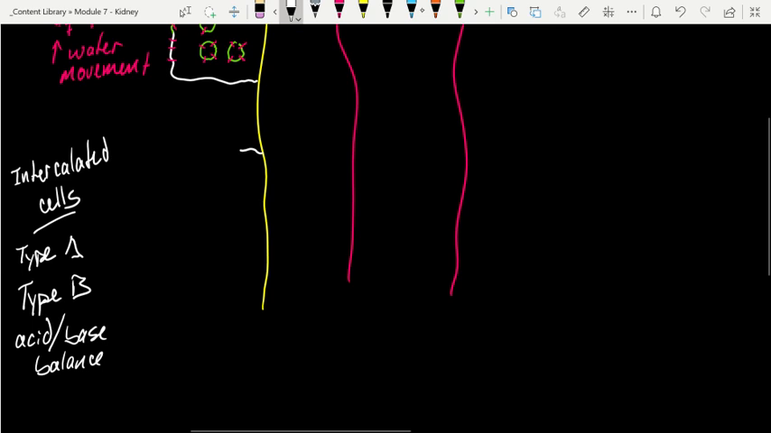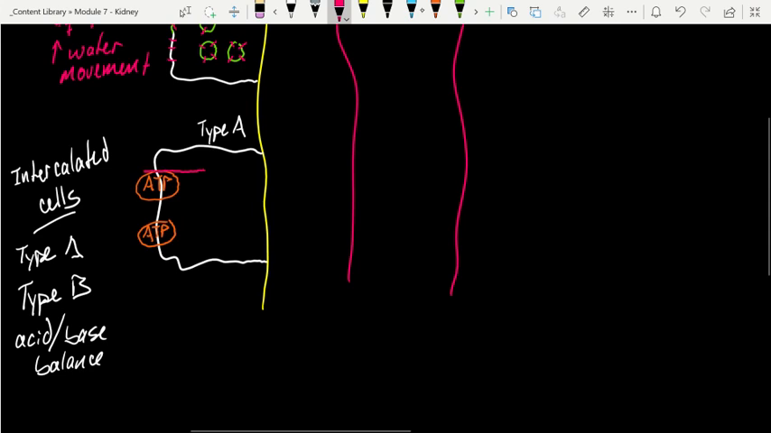Maybe let's look first at a type A cell. First of all, we need to recognize that acid-base balance is an active process and therefore requires energy. There are two key drivers that facilitate this process, and they're both ATP-driven pumps. In the type A cells, these pumps are going to be on the luminal surface of the cell. So here's one of them, driven by ATP. I have another one down here, also driven by ATP.